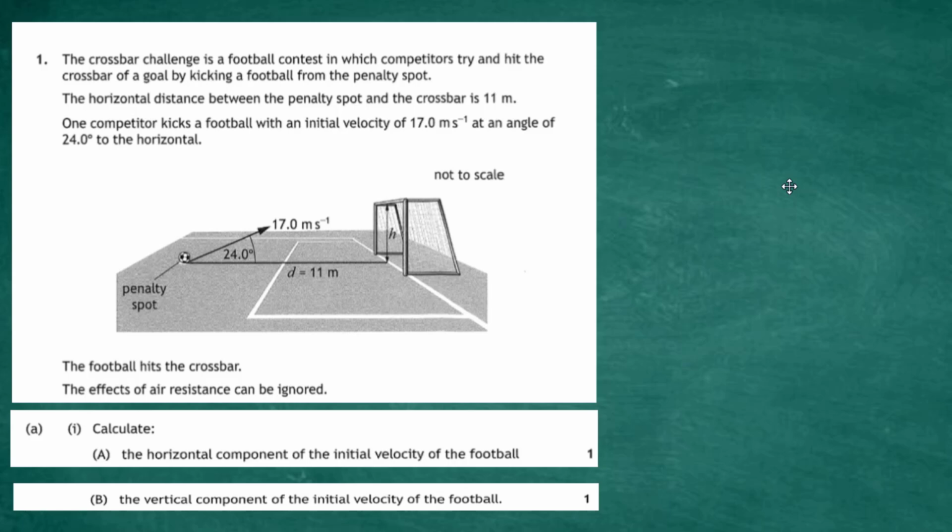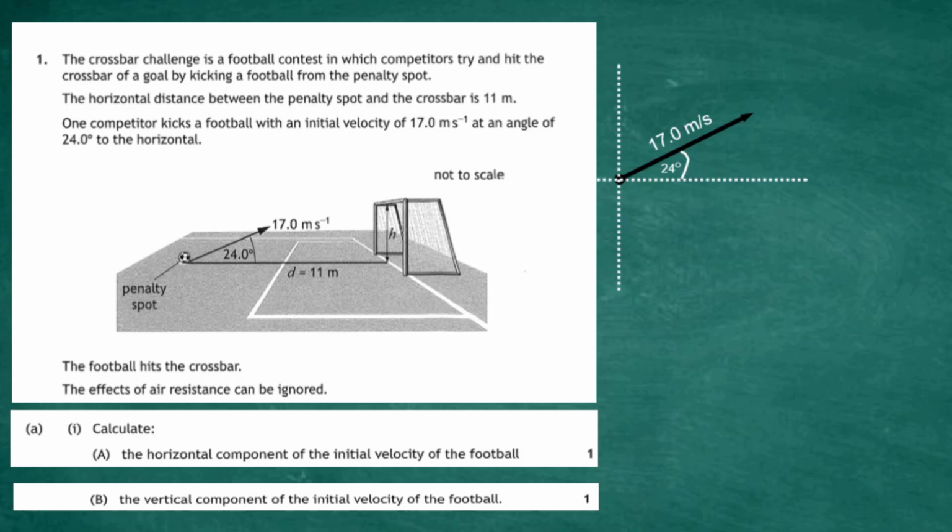Now for the first 2 marks we have to work out the horizontal component of the initial velocity of the football and the vertical component of the initial velocity of the football. To start off this problem, it's always best to draw a little axis like that and show your velocity vector. In this case it's 17 metres per second at an angle of 24 degrees.